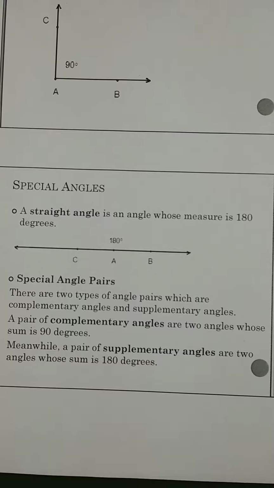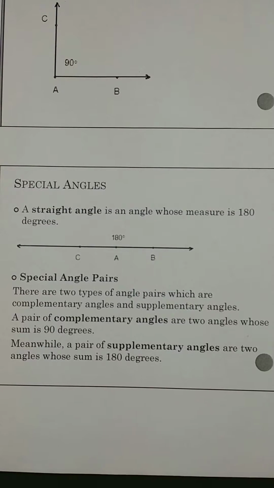The last part of that next slide will be the special angle pairs, of which there are two types. One is what they call complementary angles. The key to complementary angles is if their sum is 90, they're complementary. So if you had a 60-degree angle and a 30-degree angle, those add up to 90. Those would be an example of two complementary angles.